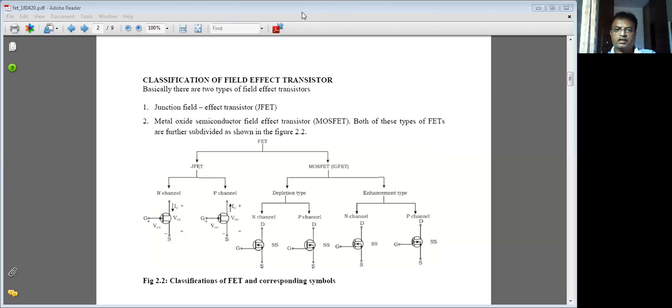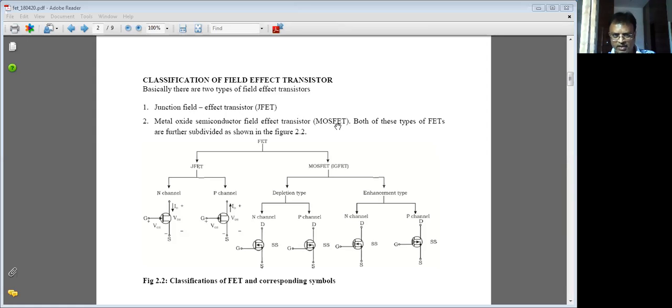Yeah, I was speaking about the classification of field effect transistors. They are classified into two types. The first one is junction field effect transistors, JFET. J stands for junction field effect transistor. Another major type of FETs are metal oxide semiconductor field effect transistors.